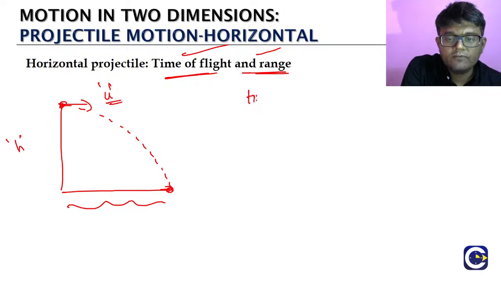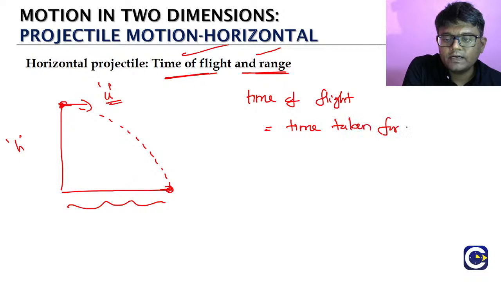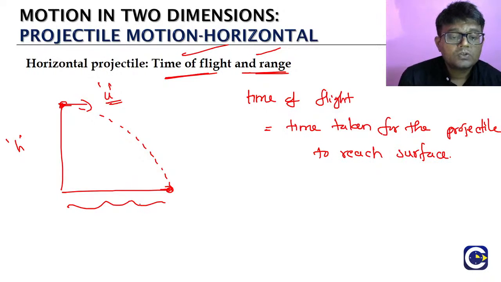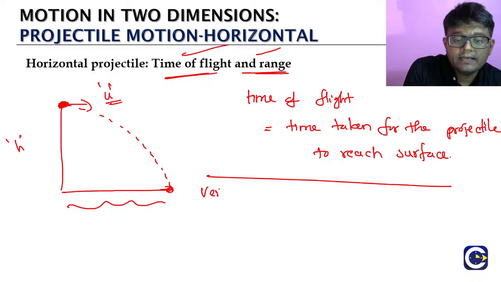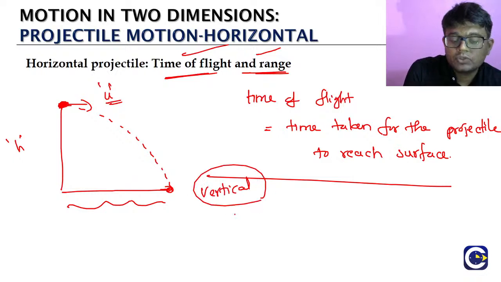So what is the time of flight? Time of flight means the time taken for the projectile to reach the surface. That is what we call the time of flight. So what will be the time of flight? It has to come from the top to the bottom. So we can calculate the time of flight just by looking at the vertical direction motion.